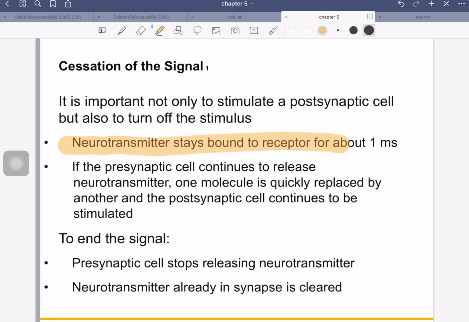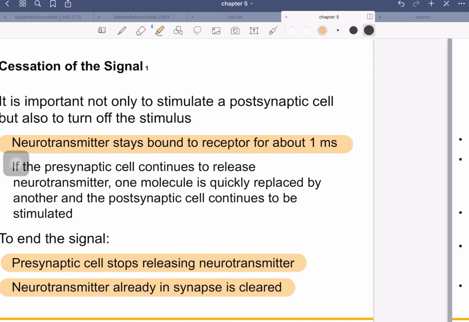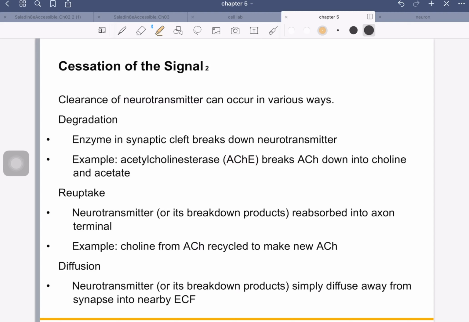The neurotransmitter stays bound to the receptor for about 1 millisecond, and then it detaches. Now, if the presynaptic cell keeps sending signals and keeps releasing neurotransmitter, then the postsynaptic neuron will be continuously stimulated. But one way I can stop this is I just shut down the presynaptic cell, so it stops releasing the neurotransmitter. And then the neurotransmitter that happens to already be in the synapse, I can remove it or deactivate it. So how do I end the signal?